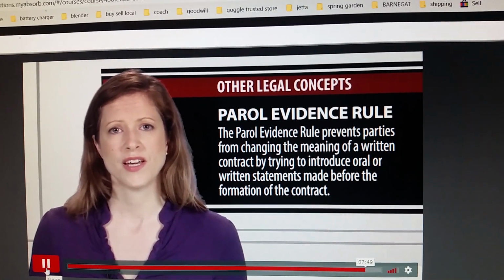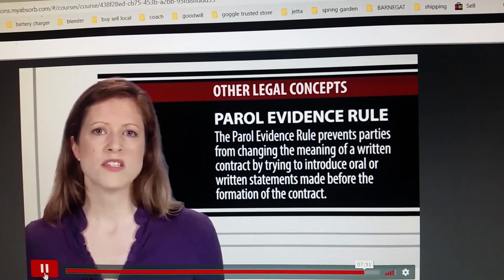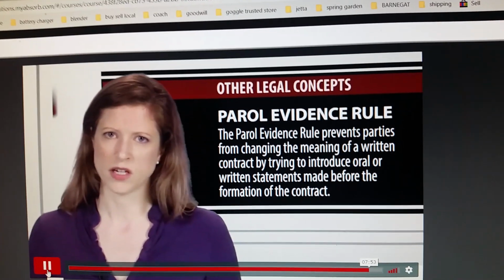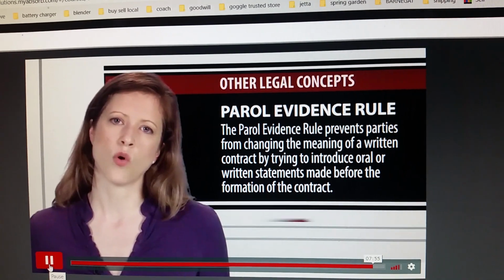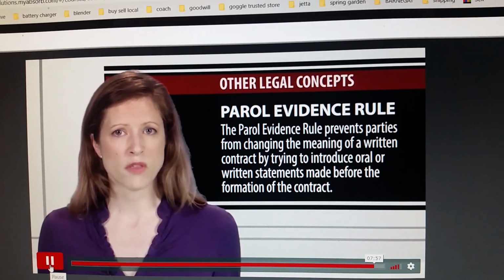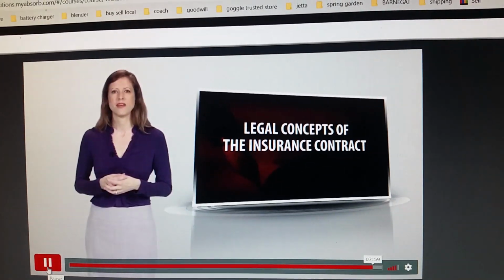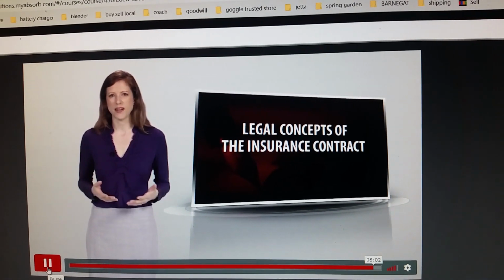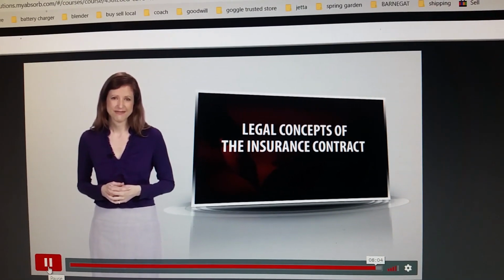Parole evidence rule. The parole evidence rule prevents parties from changing the meaning of a written contract by trying to introduce oral or written statements made before the formation of the contract. Fully understanding these key topics is essential as you prepare to pass.